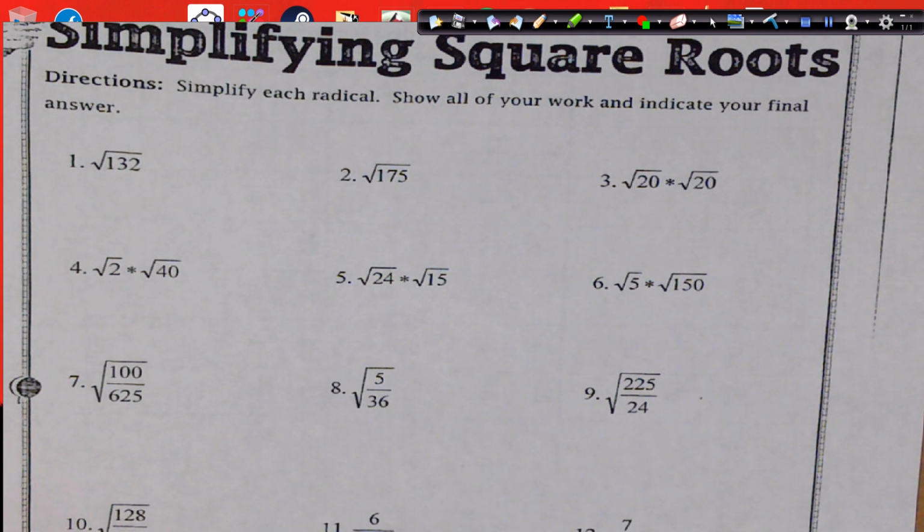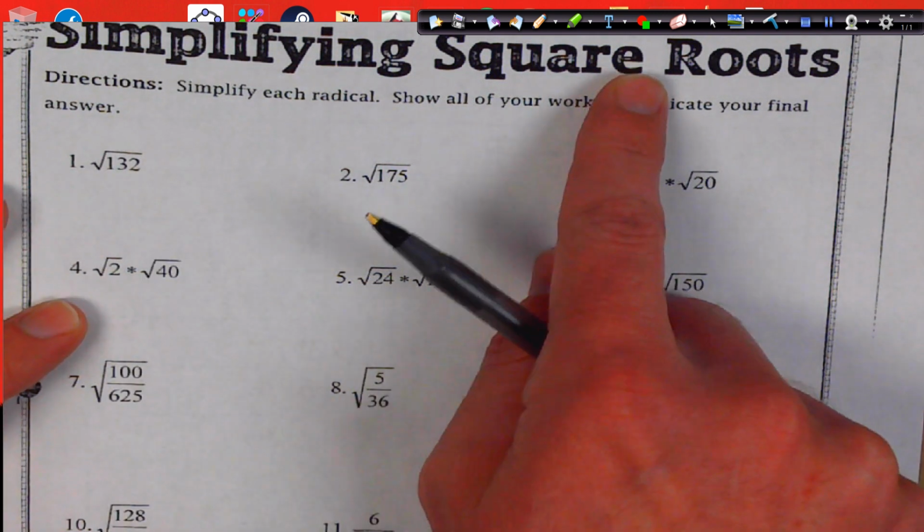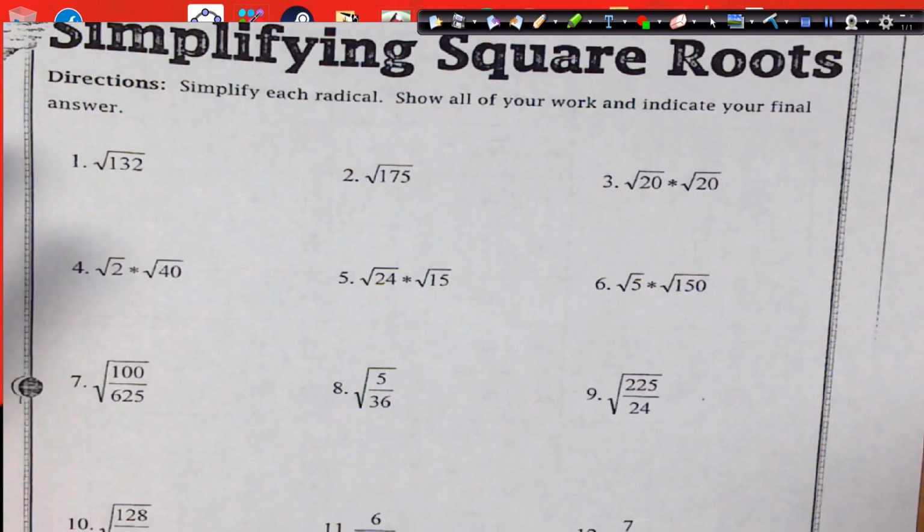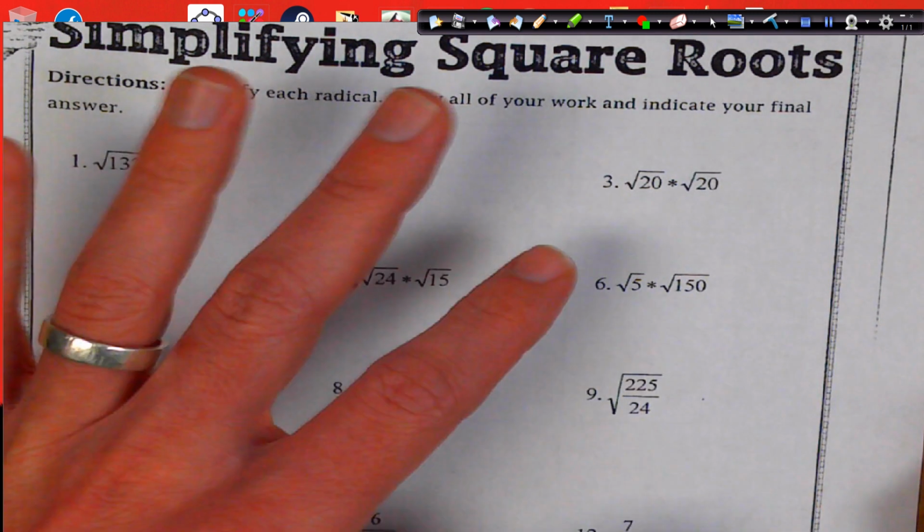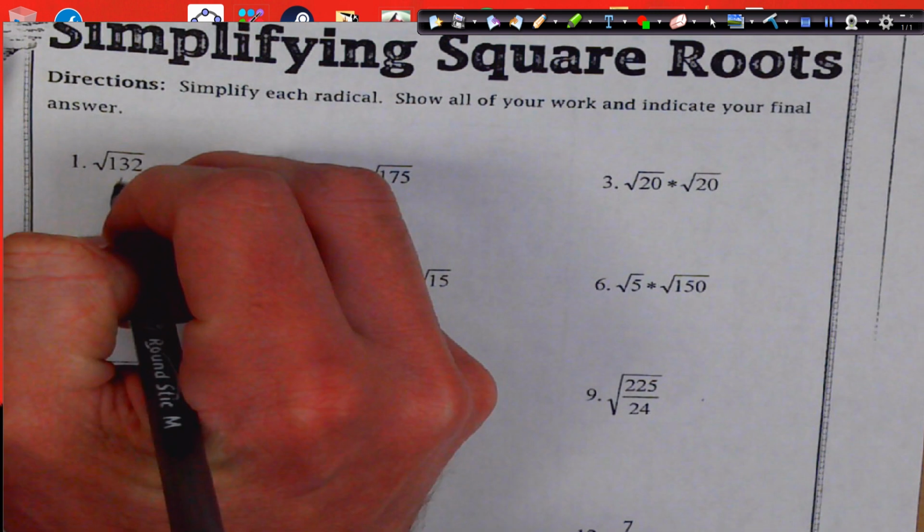Hello, let's get started simplifying square roots. So let's simplify each radical, show all your work, and indicate your final answer. Alright, so for the first couple we just have to do some basic simplifying.